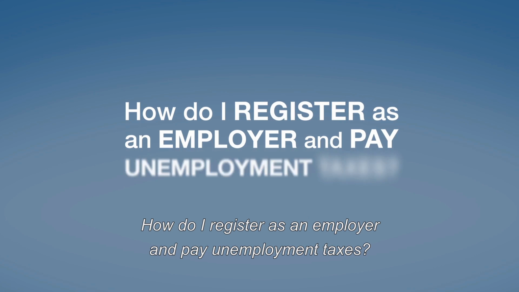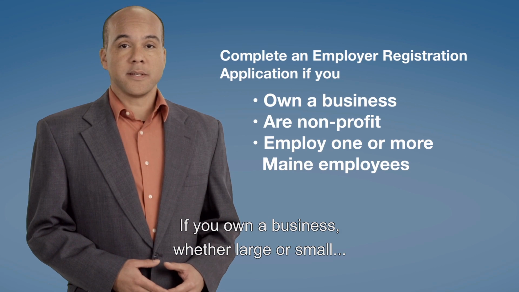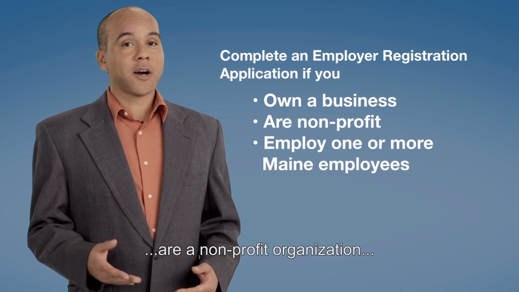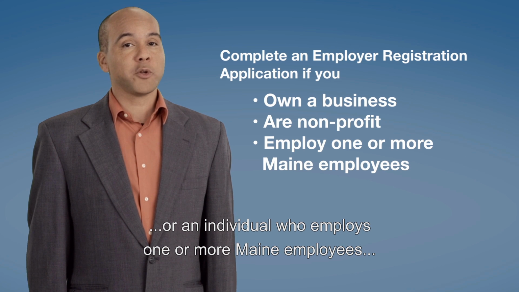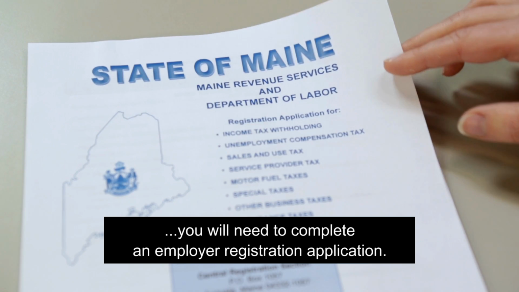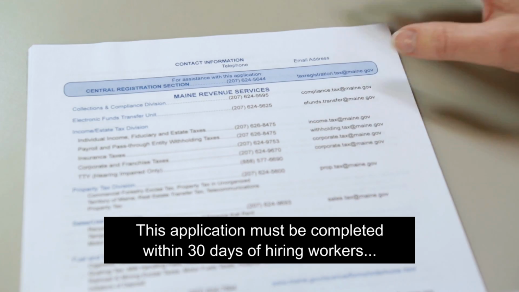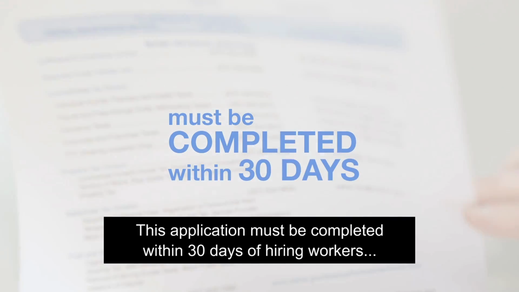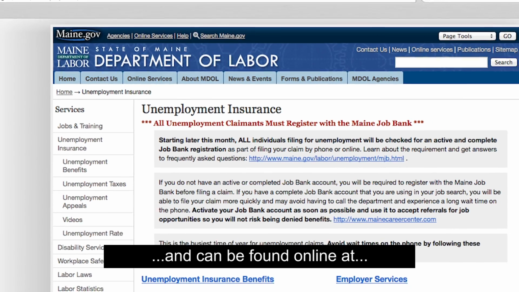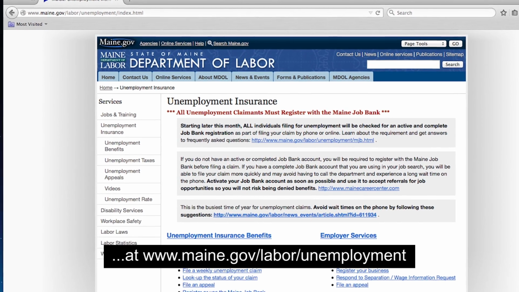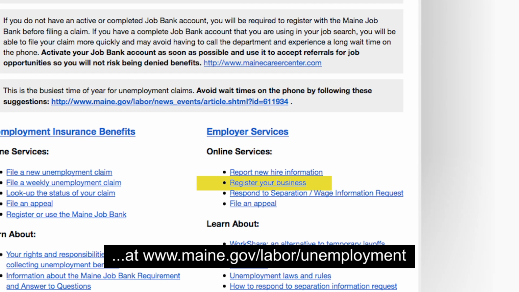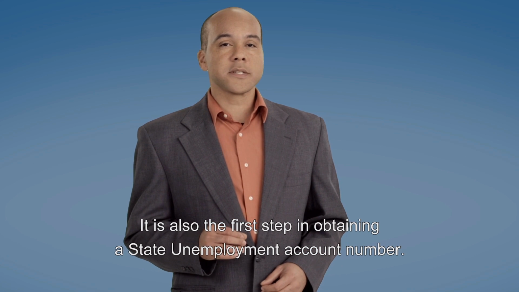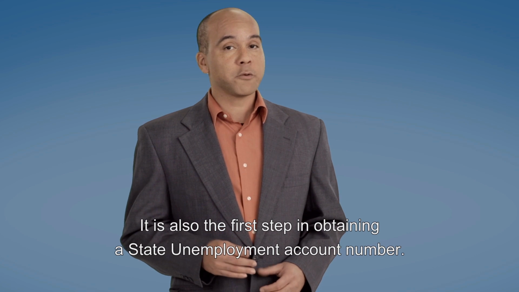How do I register as an employer and pay unemployment taxes? If you own a business, whether large or small, are a nonprofit organization, or an individual who employs one or more Maine employees, you will need to complete an employer registration application. This application must be completed within 30 days of hiring workers and can be found online at www.maine.gov/labor/unemployment. It is also the first step in obtaining a state unemployment account number.